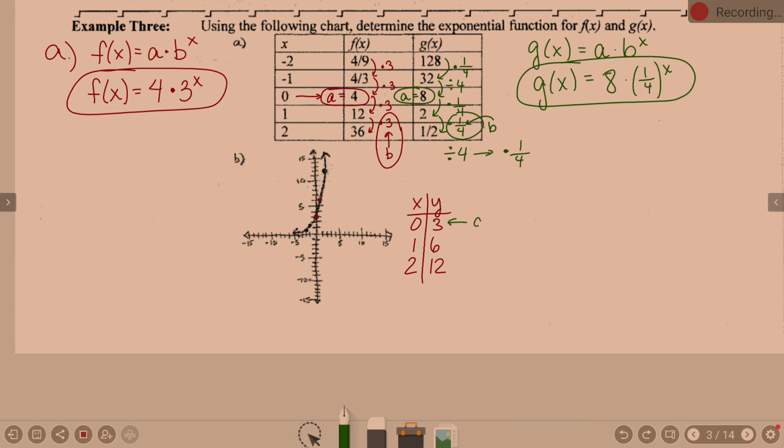Well, what's your a value? A is 3. How do we get from number to number? Multiplying by 2, and so b is 2. They didn't give us a function form. I'm just going to say y equals 3 times 2 to the x. That could be f of x, that could be g of x, whatever the case is.